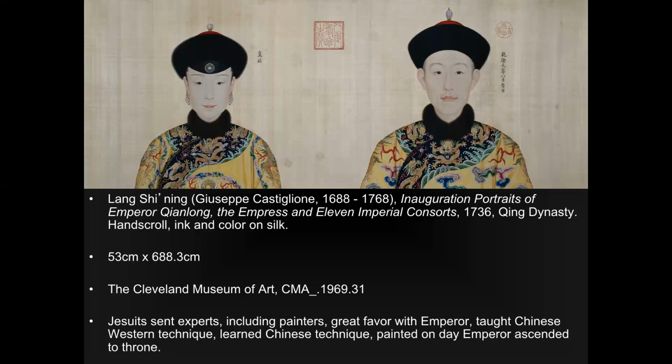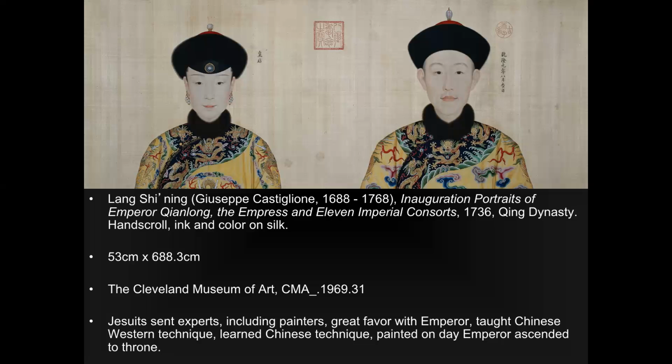So painters were some of the people that were sent, and some of them found great favor with the emperor, including Castiglione. He taught the Chinese some Western technique, and I'm going to tell you about what they thought of these techniques in a moment. And he learned Chinese technique.